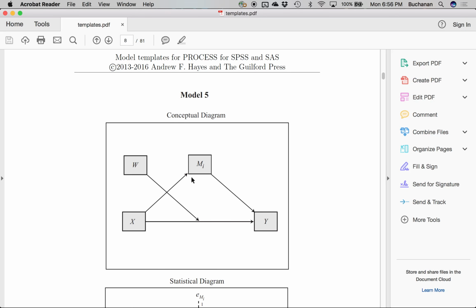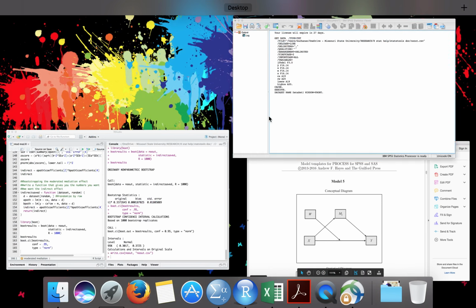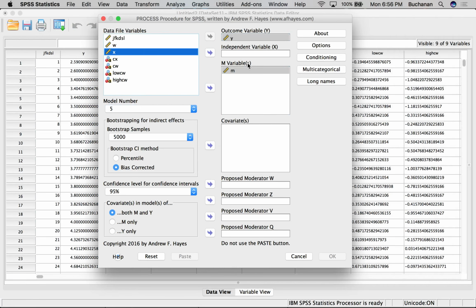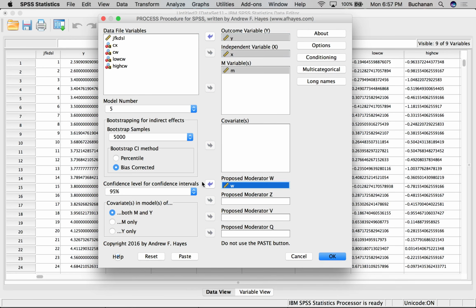Because if you try to run this model without W or you stick it in V, it's not going to work. So we're going to Model 5 here. Our dependent outcome variable is Y, M for the mediator, X for our independent variable, and W down here.